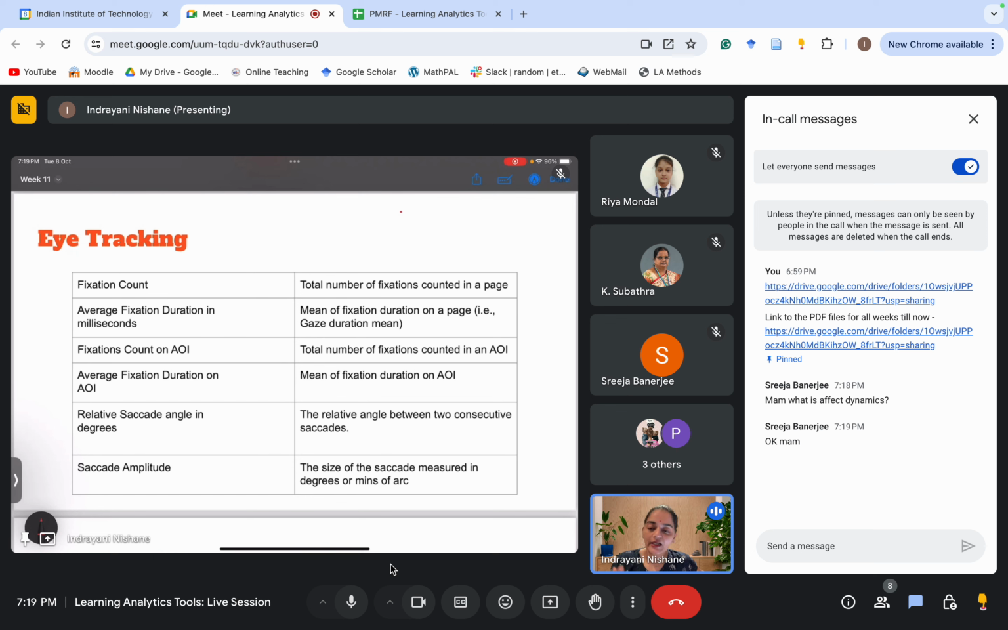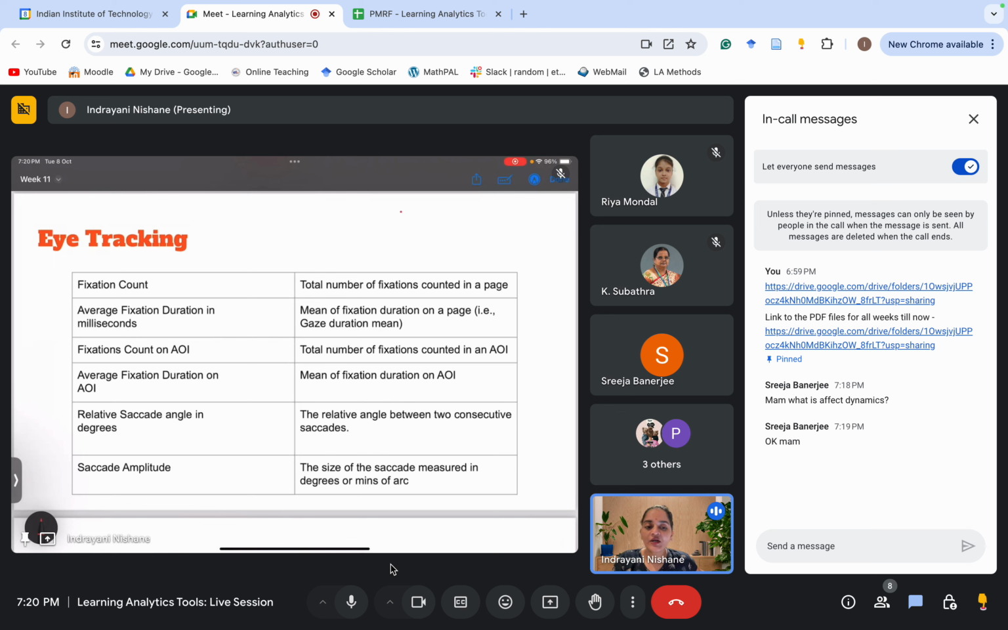Now based on that data, the different features we can generate include fixation count. When I'm going through a screen, I will be looking at a particular area of that screen to read or understand something, so I will spend a little bit more time on that point. That is a fixation. How many times there was a fixation, or a long stare at one particular point on the screen, is the fixation count. So the total number of fixations counted in a page is the fixation count.